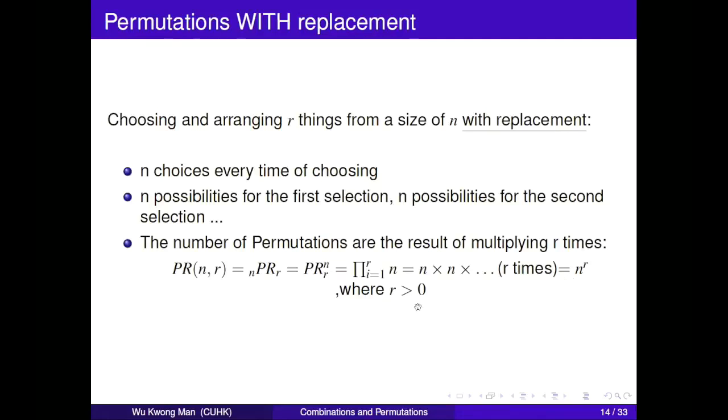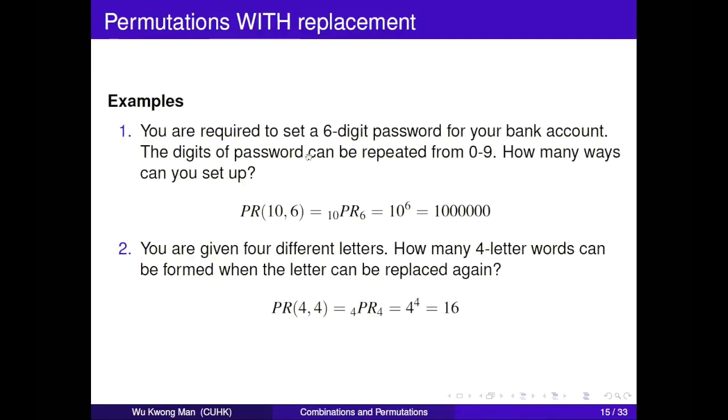Let's talk about two examples. When we need to set a 6-digit password with replacement, the number of ways is exactly 10 to the power 6, as 0 to 9 have 10 different options. Also, when we need to form a 4-letter word from 4 different letters with replacement, the number of words formed is 4 to the power 4, which is 256.